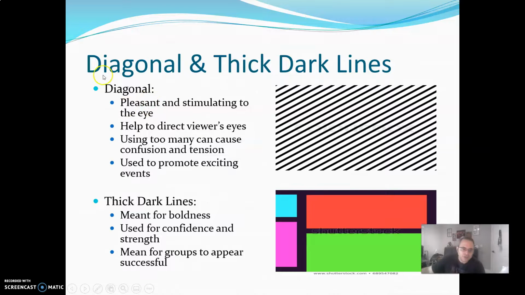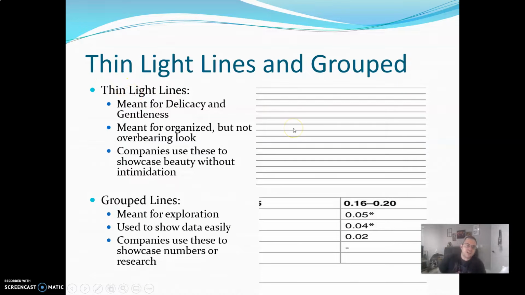So yeah, cool stuff. Now there are also thin light lines. They're meant for delicacy and gentleness, an organized but not overbearing look. Companies tend to like using thin light lines to showcase beauty without intimidation. You tend to see these a lot with fashion companies. They use thin light lines a lot of times in their work.